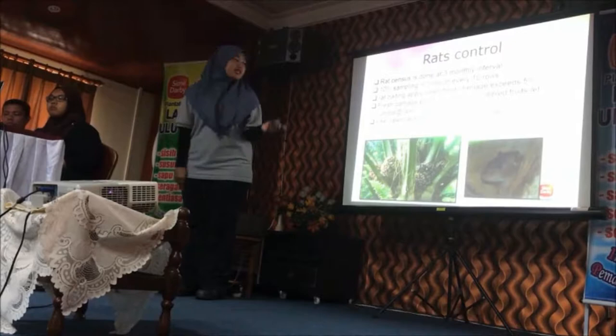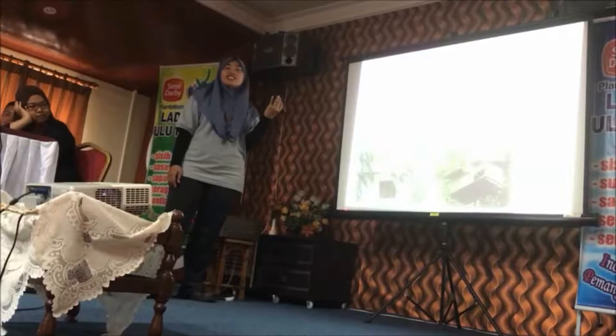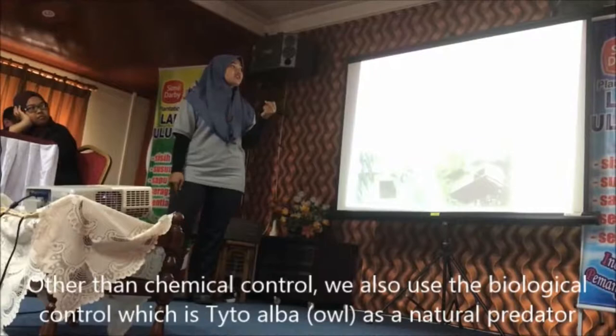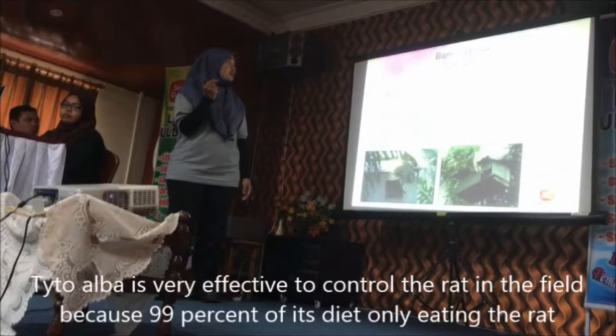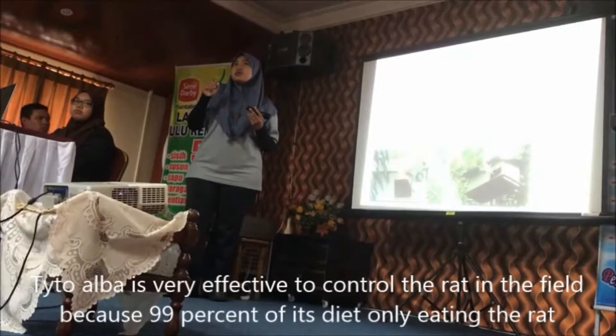Okay, seterusnya kita nak control. Tadi kita guna chemical, kan? Kita guna chemical. Sekarang kita guna biological control. Kita guna Tyto alba, burung hantu. Okay. Tyto alba ni sangat efektif predator of rat in oil palm. Sebabnya Tyto alba ni 99% diet dia adalah tikus. So dia tak makan benda lain, dia makan tikus.